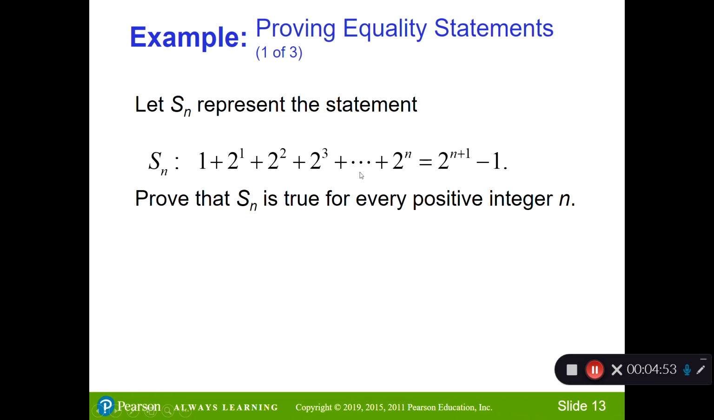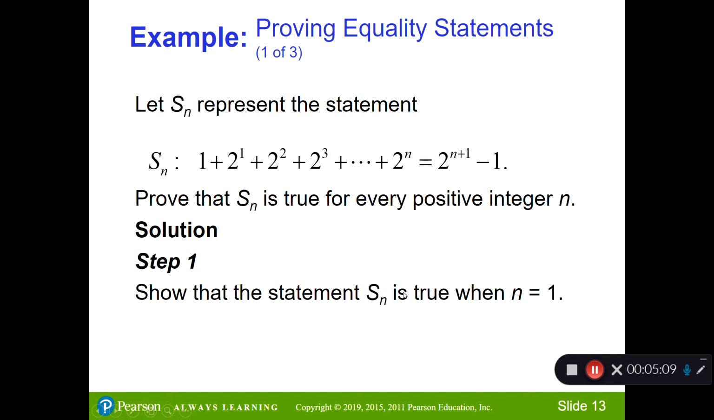Let's do it again with this one. 1 plus 2 to the first. Now notice this is 2 to the 0th. 2 to the first, 2 squared, 2 cubed, all the way up to 2 to the n is equal to 2 to the n plus 1 minus 1. So first let's show it's true for n equals 1. For n equals 1, I would have 1 plus 2 to the first is equal to 2 to the 1 plus 1 minus 1. So 1 plus 2 is 3 equals 2 squared, so 4 minus 1, that's 3.